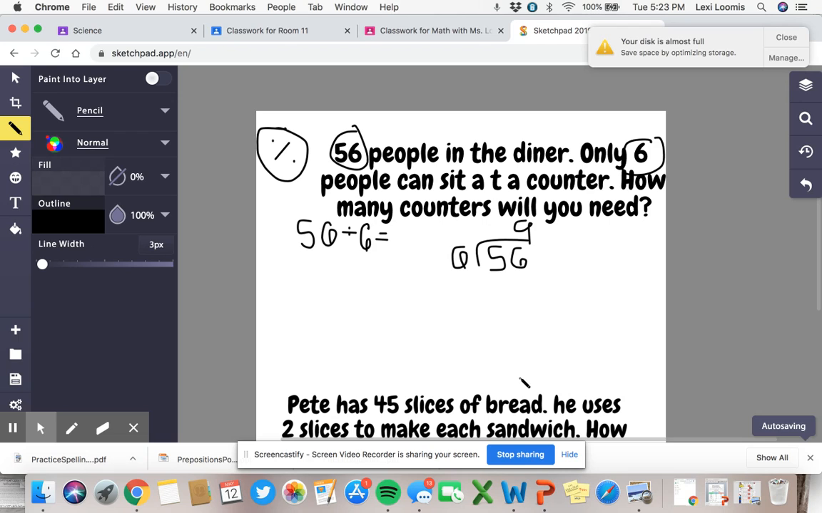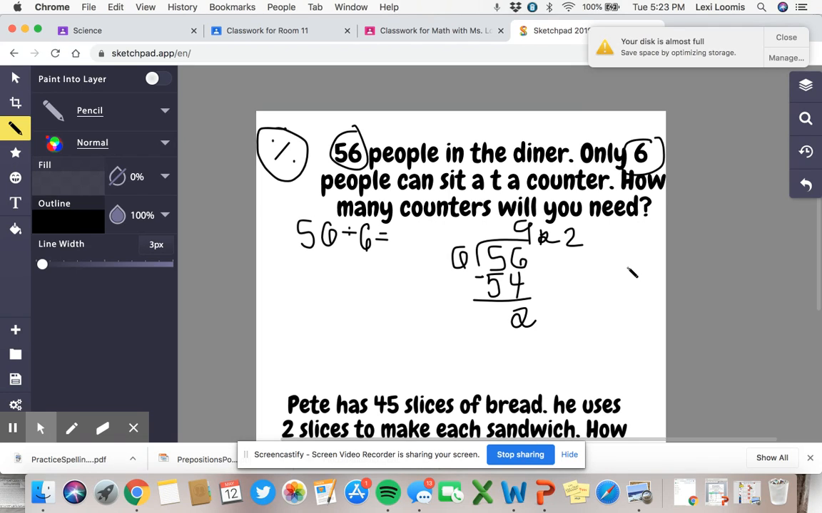That's my division. Then I want to multiply my 9 times my 6. Remember, you're multiplying the numbers on the outside. 9 times 6 equals 54. My next step is to subtract. So 56 minus 54 is 2. I don't see anything else I need to bring down, so my 2 can become a remainder. So you will need 9 counters, but that will leave you with 2 empty seats.